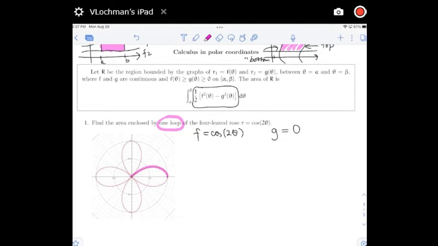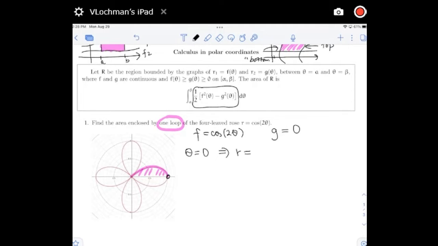This area right here. Okay, I'm going to go ahead and highlight what I'm trying to show you. So the area of half a loop, and it's generated this way. If I start at theta equal to 0, what happens? What do I get?